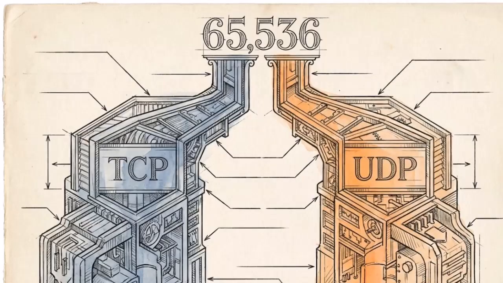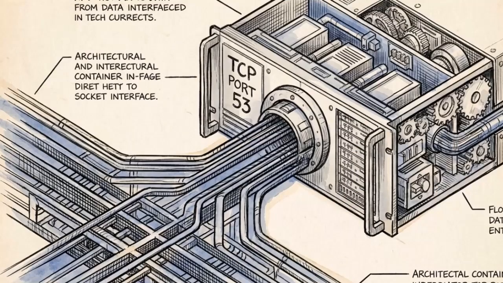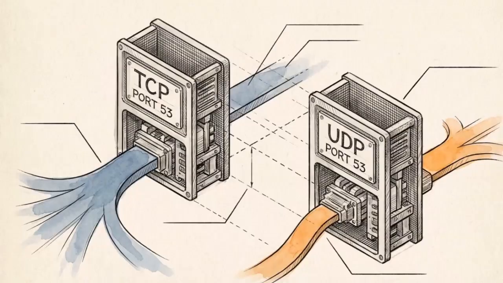The 65,536 port limit applies independently to different transport layer protocols, specifically TCP and UDP. Because TCP and UDP have separate port spaces, a computer can run a service on TCP port 53 and a different service on UDP port 53 simultaneously without a conflict.